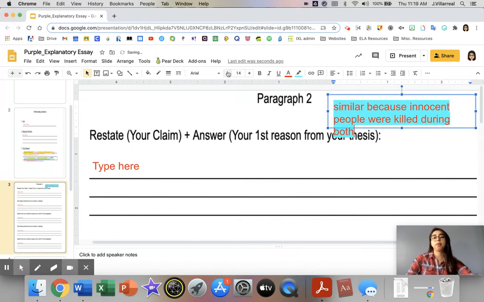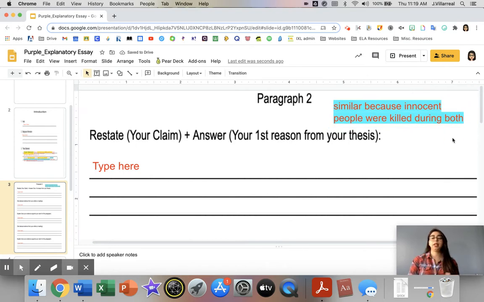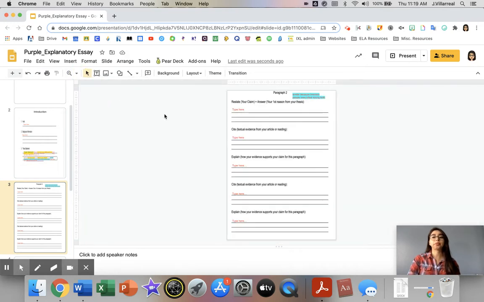Okay, and then if you are like me and you're like, oh my God, this needs to fit in the box, then you can change the font. Cool. Similar because innocent people were killed during both. So in this paragraph, I should be talking about how the Holocaust and Black Lives Matter are similar because innocent people died during both events or during both things. Okay, that's the only thing that I should be talking about in that paragraph.